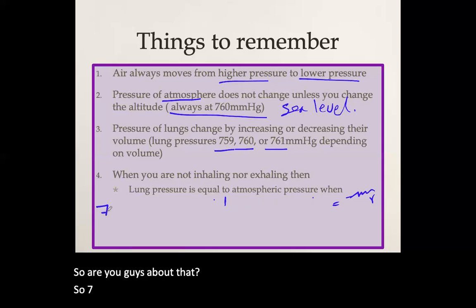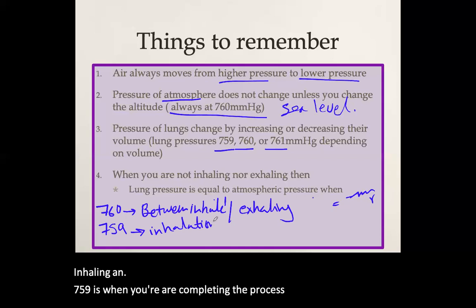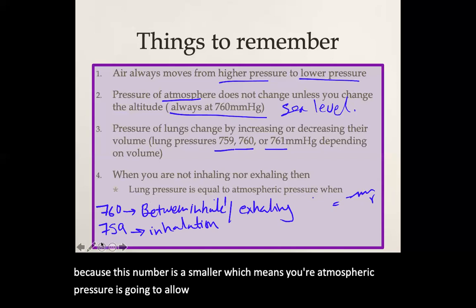So 760, I'm going to write it again. 760 is what? Between inhaling and exhaling. 759 is when you are completing the process of inhalation. Again, because this number is smaller, your atmospheric pressure is going to allow the air to move from high to low, bringing air in.